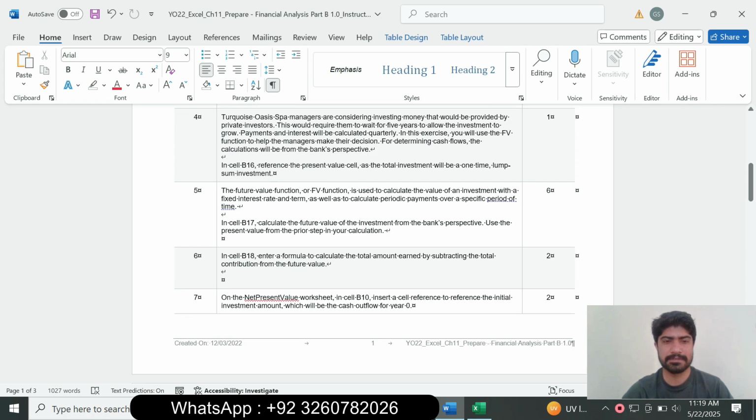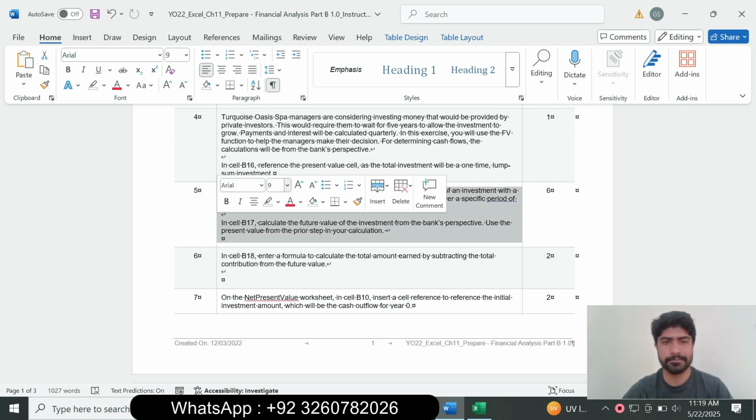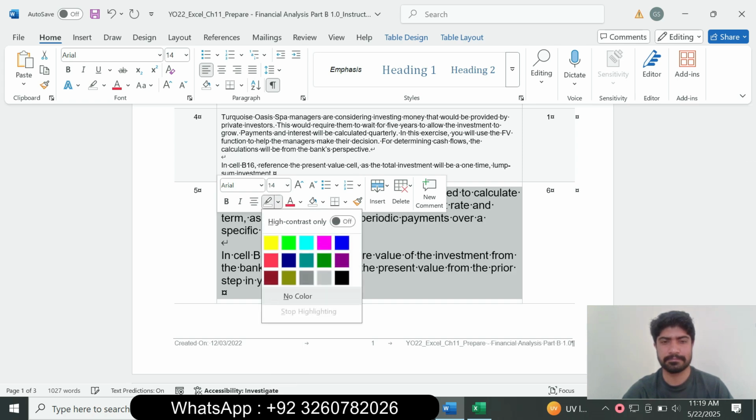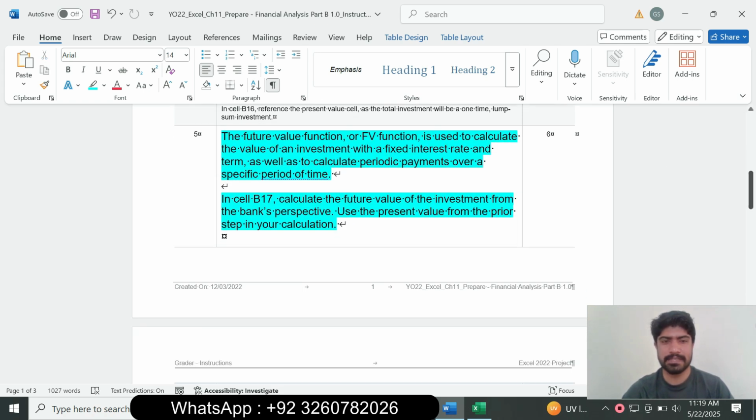Question number five is: in cell B17, calculate the future value of the investment from the bank perspective. Use the present value from the previous step in your calculation. So in B17, insert the FV function, the future value of the investment from the bank perspective.